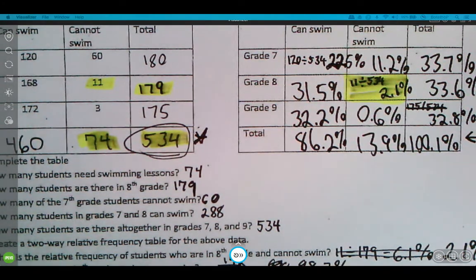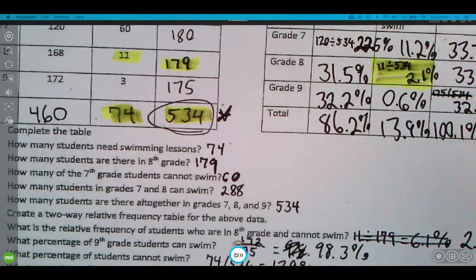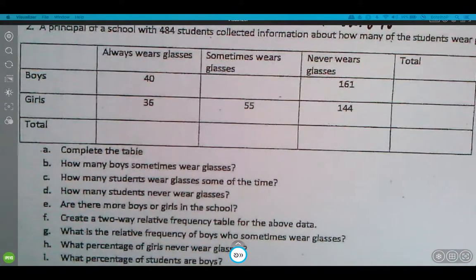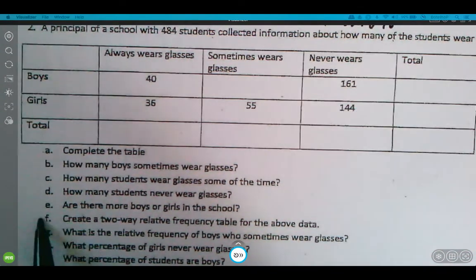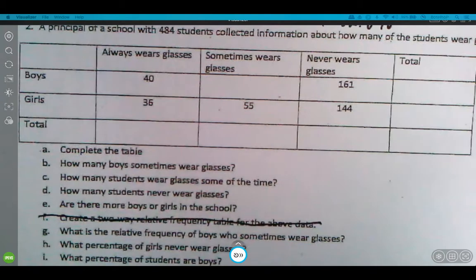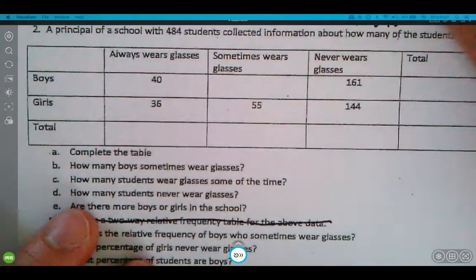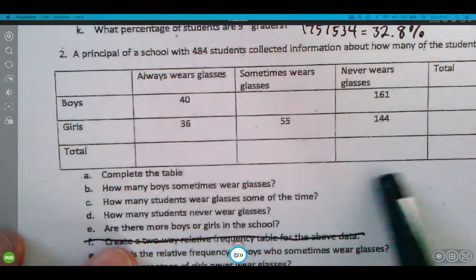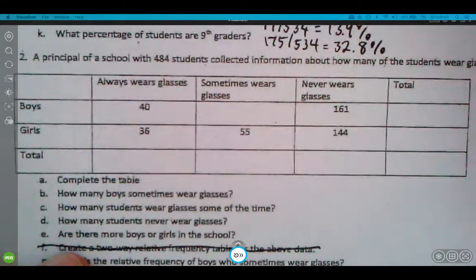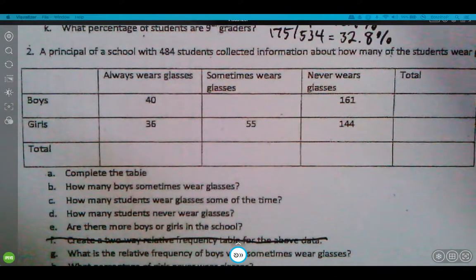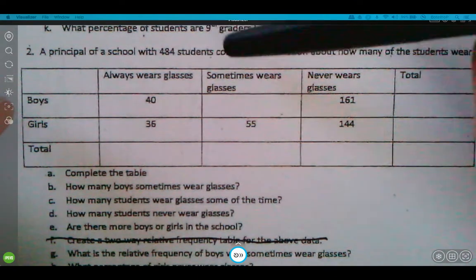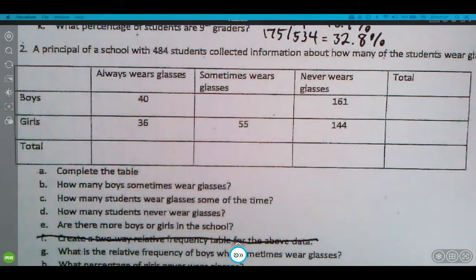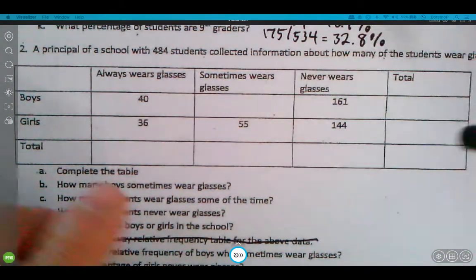Okay, so this video reference is going a little long, but I want to at least start part of this. We're not going to do the actual relative frequency table here. So, complete the table. This is what I was talking about on Friday to some classes, that sometimes they'll give you parts of the table where parts are blank and you have to finish the rest. So we're looking at boys and girls that always wear glasses, sometimes wear glasses, and never wear their glasses.